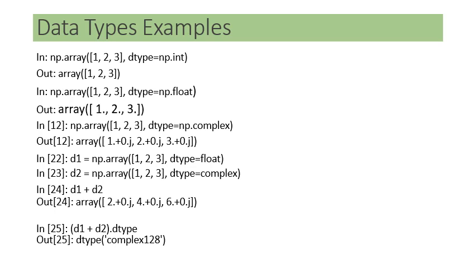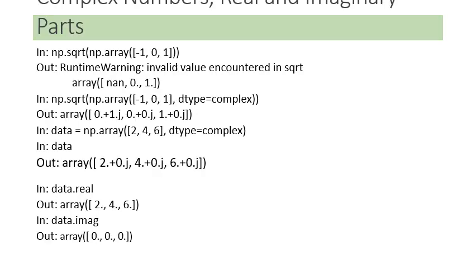At line 22 we can have an input of d1, which can be np.array of 1, 2, 3 with float type, and d2, which can be np.array of 1, 2, 3 as a complex. So in short, it can be d1 plus d2, and the output can be 2+0j, 4+0j, 6+0j. So that could be an output array, and the data type can be a complex number of 128. So this is a data type example.